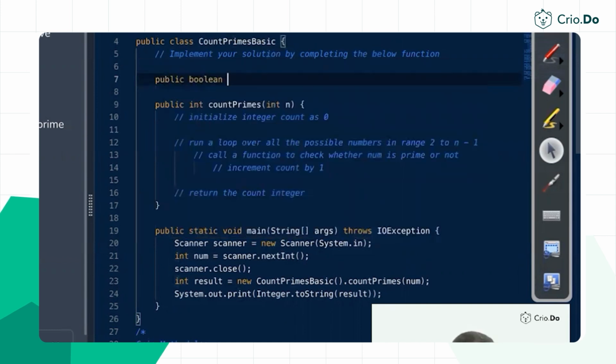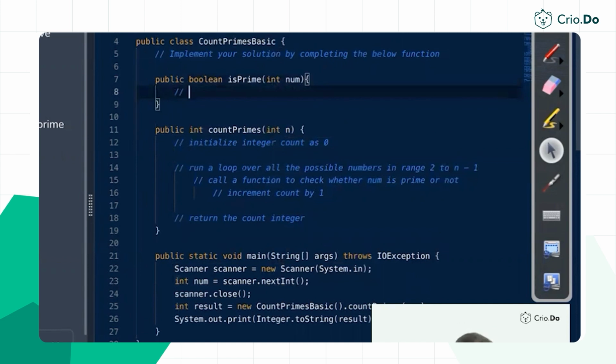So public boolean isPrime, to check whether a number is prime or not. And I will pass the number num to check whether it is prime or not. And how can we check whether it is prime or not? We can run a loop again, but this time only till root n. Run a loop over all the numbers till root n.